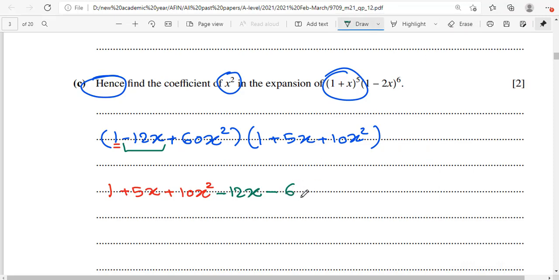Negative 60. Okay, this is between the negative 12 and 5. Then x times x is x squared. And negative 12 times 10, this will be negative 120. And x times x squared is x cubed.